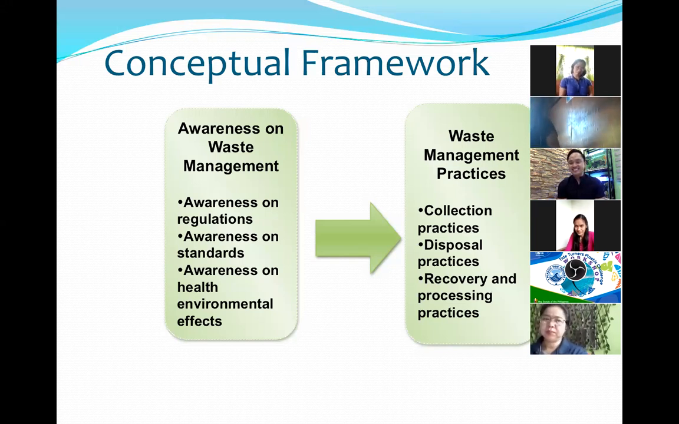How may the waste management practices be described in terms of 2.1, collection practices, 2.2, disposal practices, 2.3, recovery and processing practices. Very good. That is your second specific question. Ayun. Thank you po.